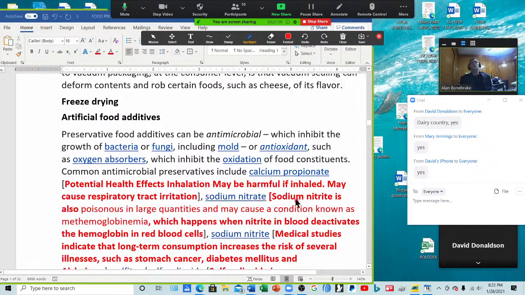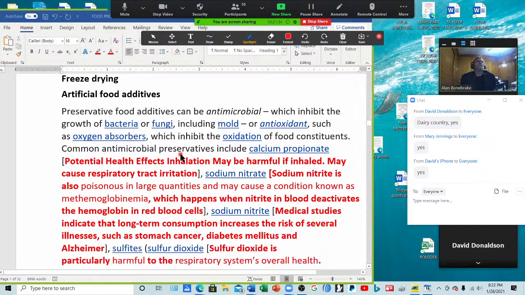Now, here we're getting into some specific artificial food additives, which probably a lot of you viewing want to know about. Preservative food additives can be antimicrobial, which will inhibit the growth of bacteria or fungi, including mold, or antioxidants, such as oxygen absorbers, which inhibit the oxidation of food constituents.